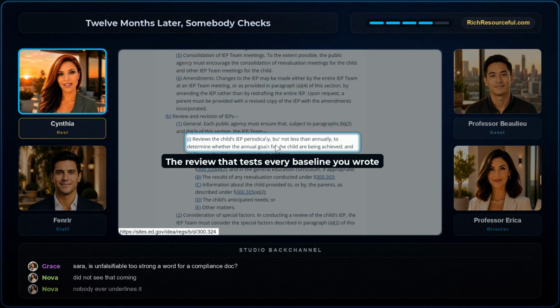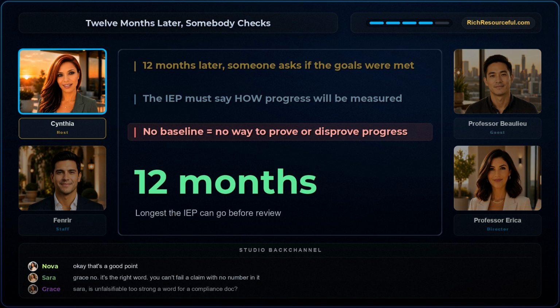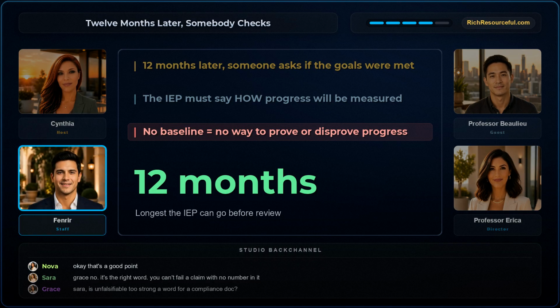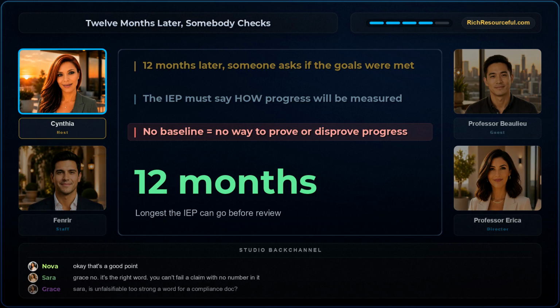Pull up the review section on the Department of Education's own site. Reviews the child's IEP periodically, but not less than annually. Not less than annually, 12 months maximum, then the team must determine whether the annual goals are being achieved. Under it sits the trigger nobody quotes. Revise to address any lack of expected progress toward the annual goals and in the general education curriculum. Lack of expected progress. Expected against what number? Against the vital sign you took in September, which is why the number was never paperwork. It's the only thing in the room that can disagree with you.